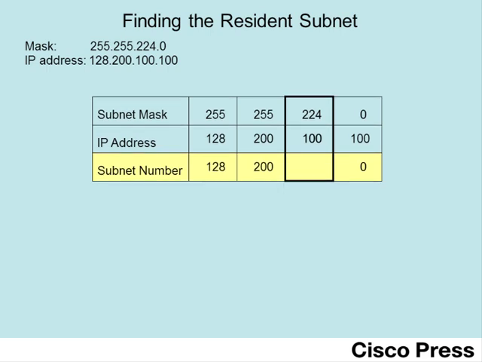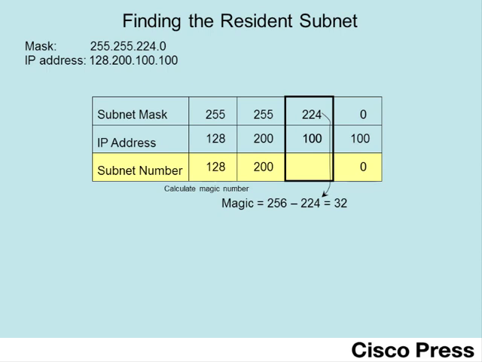Next, we need to find the magic number. Now the term magic number is just a word I made up years ago for a long ago edition of the books, but the idea is simple. You take 256 and you subtract the mask's value in this interesting octet. So in this case, it's 256 minus 224 for 32. Turns out the subnet number is going to be a multiple of 32.